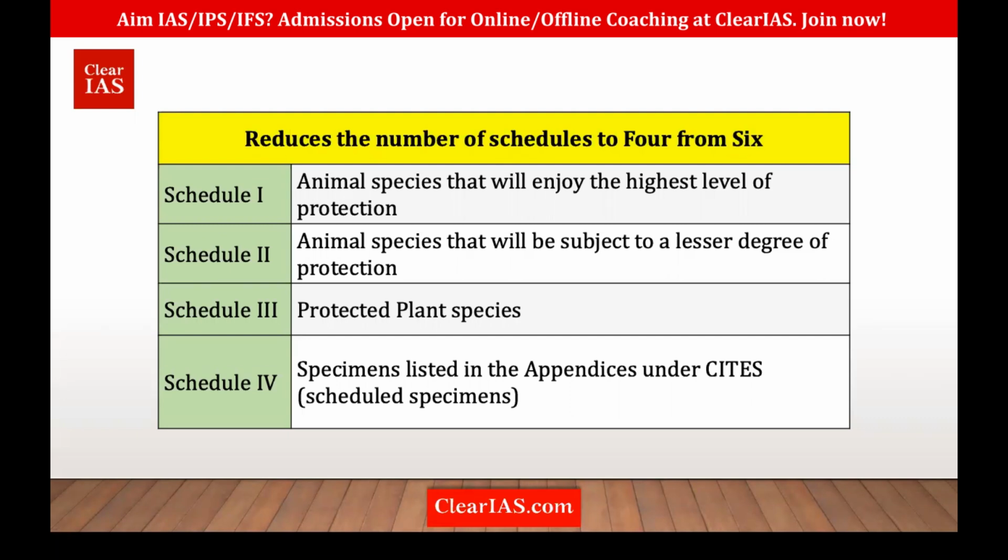Schedule 3 is now protected plants. Earlier it was Schedule 6 which was for plants. Now Schedule 3 is protected plants. And the fourth schedule, Schedule 4, is mainly those specimens which are listed in the CITES appendices. So these are the 4 schedules. One thing you must remember is that there is no schedule for vermin in the amended act. You should not forget that there's no Schedule 5, which was for vermin, in this act.